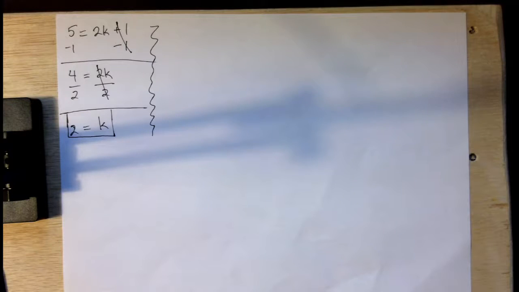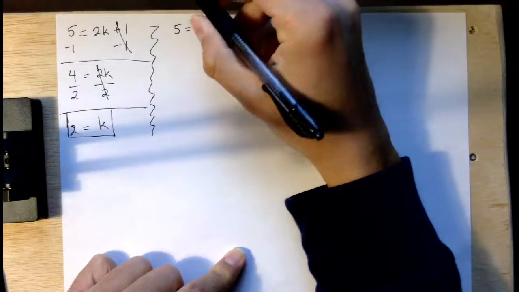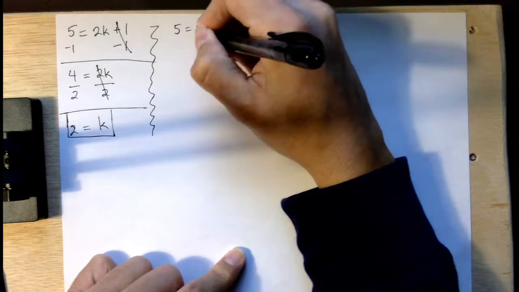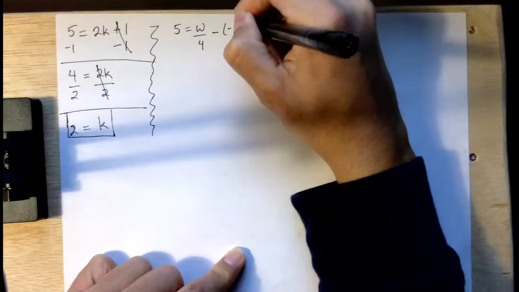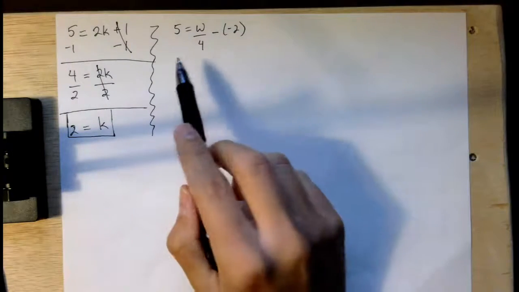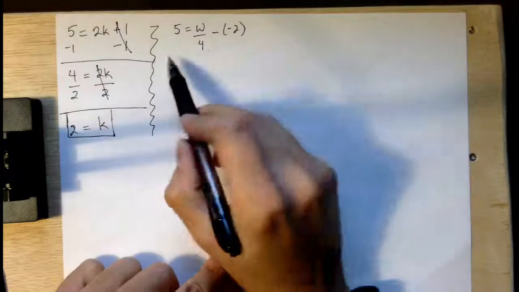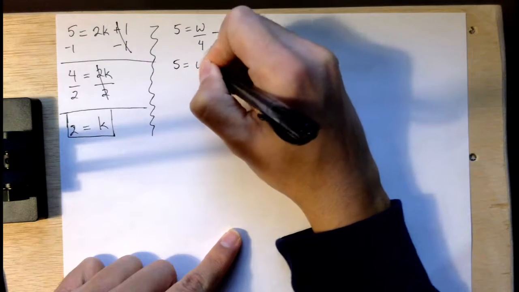All right, for the second example, we are going to write 5 is equal to w over 4 minus a negative 2. Now keep in mind the variable is on the right-hand side. We need to isolate it. Now I could rewrite this equation. I think it's going to set me up for success if I do so.